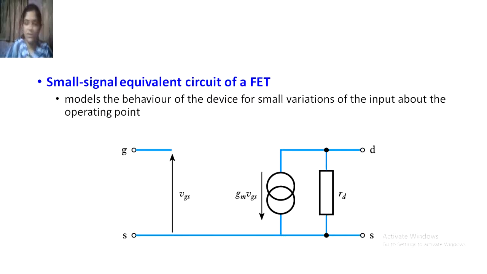The point from this session is the small signal equivalent circuits of FET. Here the model describes the behavior of the device for small variations of the input about the operating point. So it is known as the small signal equivalent circuit of FET.